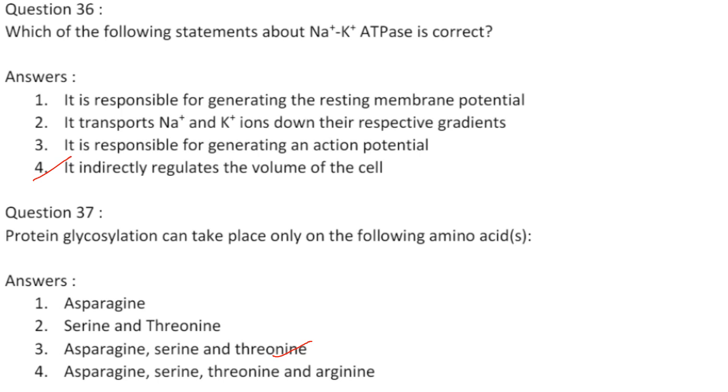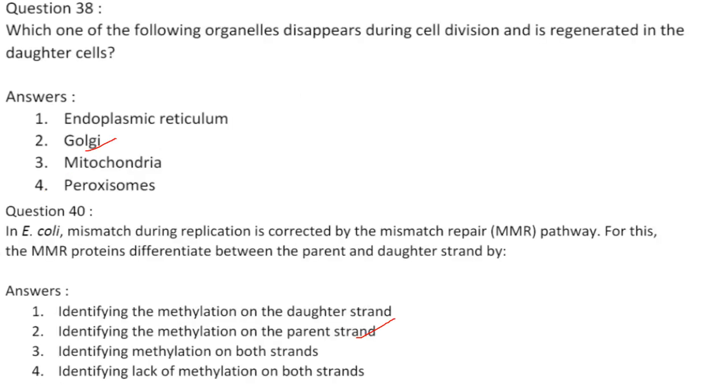The next one. Protein glycosylation can take place only on the following amino acids. That is asparagine, serine and threonine. Answer is option 3. Which one of the following organelles disappears during cell division and is regenerated in the daughter cells? It is Golgi. Answer is option 2. Then, in E. coli, mismatch during replication is corrected by mismatch repair pathway. For this, the mismatch repair pathway proteins differentiate between parent and daughter strands by identifying the methylation on the parent strand. Answer is option 2.